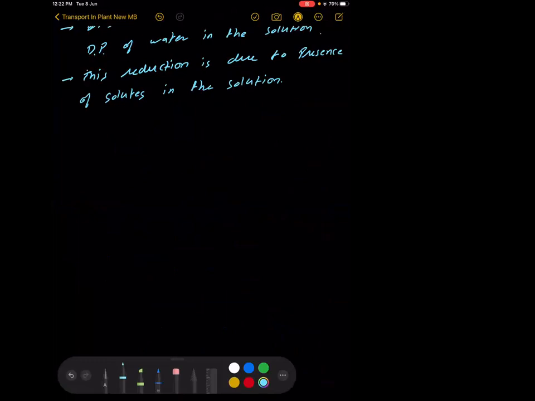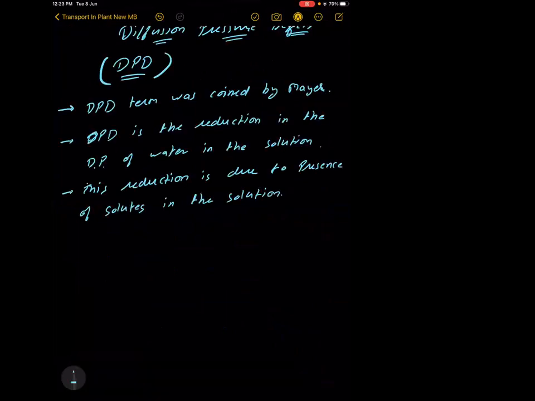Okay, what is DPD? DPD means the reduction, the fall in diffusion pressure of water or of a solution. Then it's the solvent, you can say. So the water's diffusion pressure inside the solution decreases, and this decrease is called diffusion pressure deficit. It is also called suction pressure.